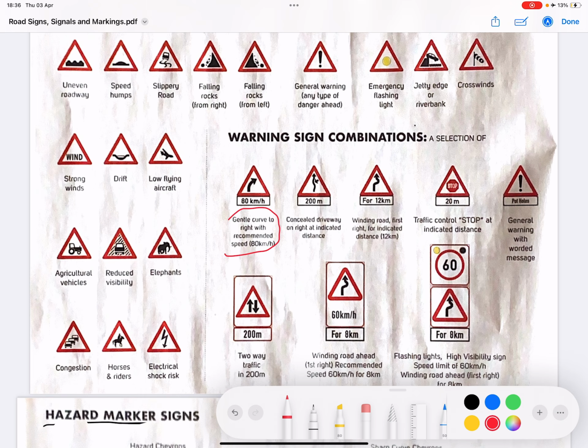So, gentle curve to the right, okay? The recommended speed is 80 kilometers per hour. There is a concealed driveway from the right in 200 meters. The road is winding for 12 kilometers. There's a stop sign in 20 meters. There are potholes. This is just the combination.